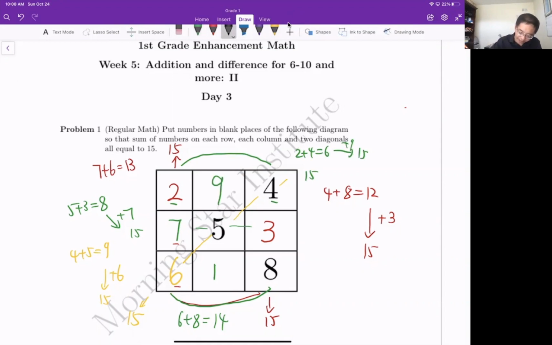Now you can double check if you look at each row, and each column, and 2 diagonals, right? We all get the sum of 15.